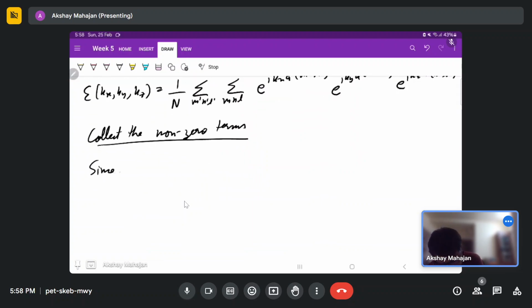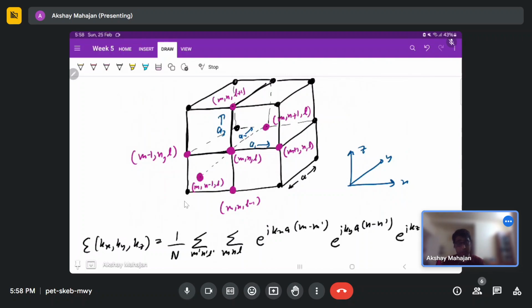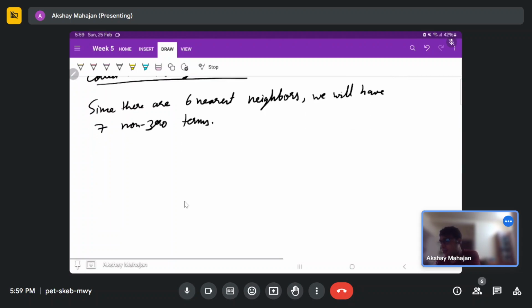Now since there are 6 nearest neighbors, here again you can see that the number of terms will be equal to the number of purple points. We have one, this m, n, l, and then we have 6 nearest neighbors, so we have 7 points here. So we will have 7 non-zero terms.